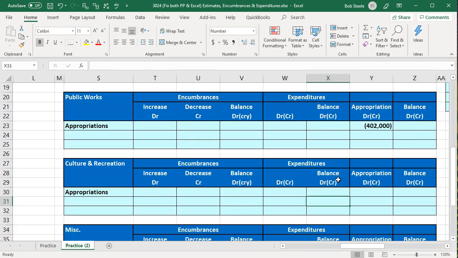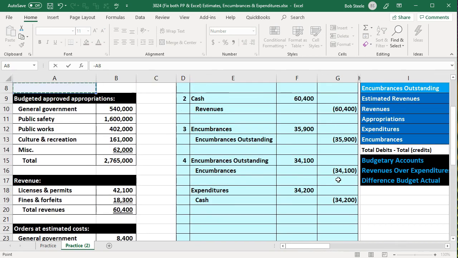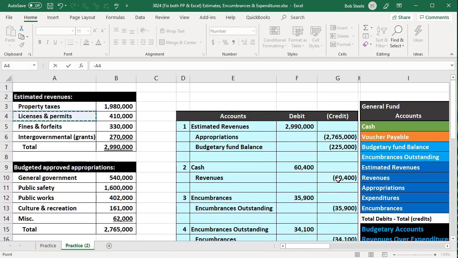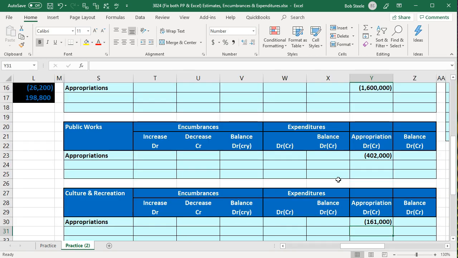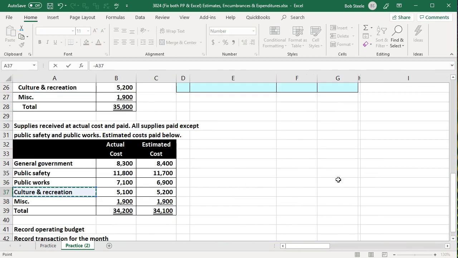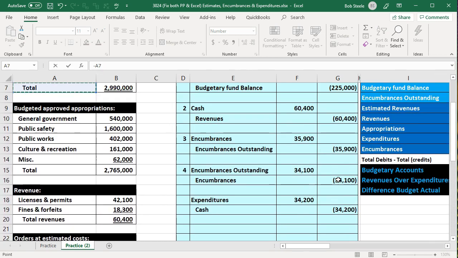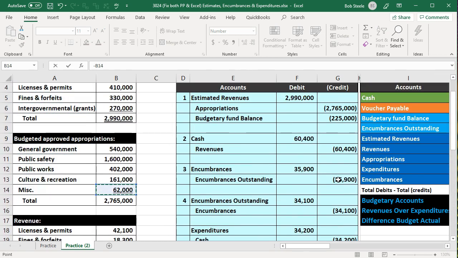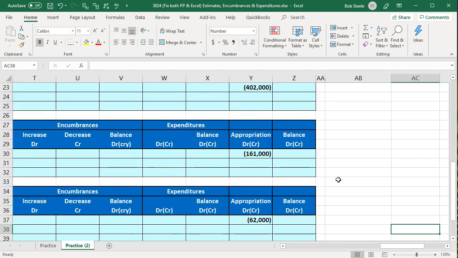We're going to do the same for the culture and recreation. We are in cell Y30. So this is going to be negative instead of equals. Scrolling to the left and then scrolling up, and we're going to pick up that budgetary amount. We're in the culture and recreation, I believe, which is going to be the 161, and enter. Next item, miscellaneous, last one. We are in cell Y37. I'm going to say negative instead of equals. Scrolling to the left. We're looking for miscellaneous up top in the appropriations amount. That's going to be in cell B14. So B14, and enter.